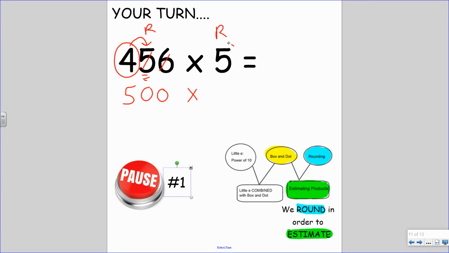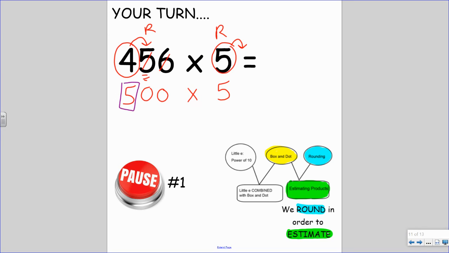Hopefully, you realized 5 is a one-digit number. There is no right-hand man. A 5, we don't need to round it because it's already easy to work with. The purpose of rounding when you're estimating is to make an ugly number like 456 an easy number to work with, like 500, a number with lots of zeros. And so we're going to be able to keep 5 the same. And so hopefully on your paper, you have the problem 500 times 5 after you're done rounding.